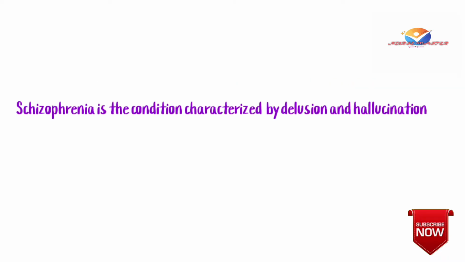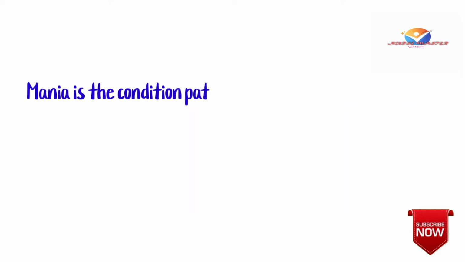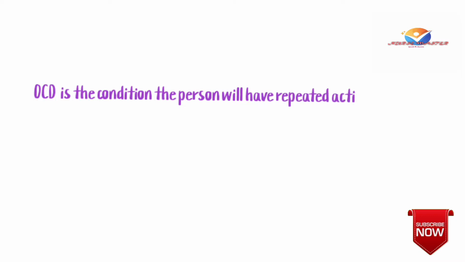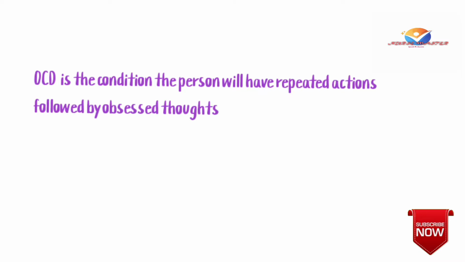Schizophrenia is a psychiatric condition characterized by delusion and hallucination. Mania is a condition where the patient will experience extreme happiness and high mood elation. Obsessive compulsive disorder is a condition where the person will have repeated actions followed by obsessive thoughts.